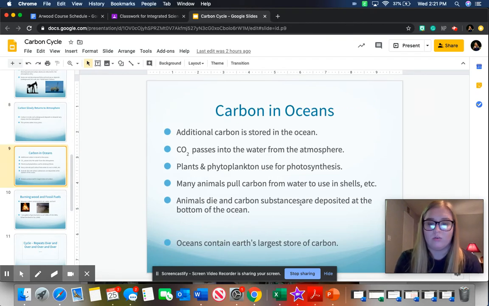Additional carbon is stored in the ocean, so carbon dioxide passes into the water from the atmosphere. Plants and plankton use carbon dioxide for photosynthesis, even if they live under the water. And many animals pull carbon from the water to use in shells. So a lot of sea creatures have shells, and those are made of carbon. So when animals die, carbon substances are deposited at the bottom of the ocean. So oceans contain Earth's largest store of carbon.